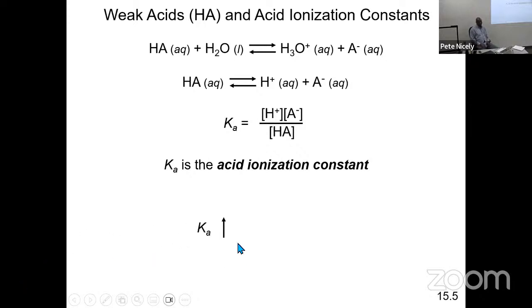Therefore, Ka is related to the strength of an acid. In fact, we can use the Ka values to compare the strength of weak acids. Basically, as Ka increases, the acid strength increases. So if you have 2 weak acids, the one with a larger Ka value would be the stronger of the 2 weak acids. So that's one of the utilities of Ka values. You can use it to come to conclusions about the relative strengths of weak acids.